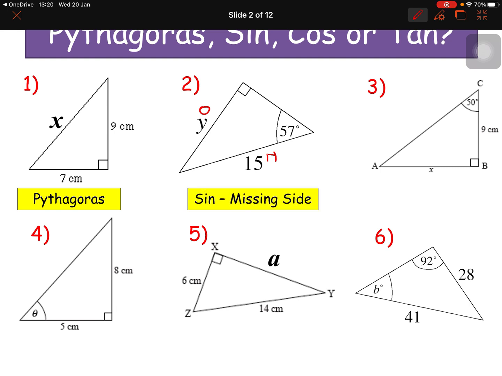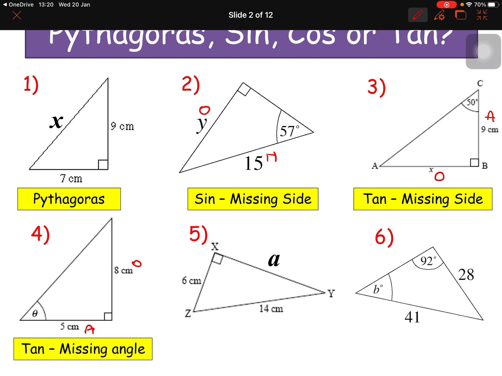Next one, again, angle and side, but this time I'm finding the opposite and I've got the adjacent, therefore I'm going to want tan. Next one, I'm after an angle, okay, and I've got 2 sides. Because I'm after an angle, it has to be trig. I've got opposite and adjacent, so again, it's going to be tan, but this time to find the missing angle. So hopefully you can remember from last lesson, rather than just tan, what you're actually going to be using is tan to the minus 1.